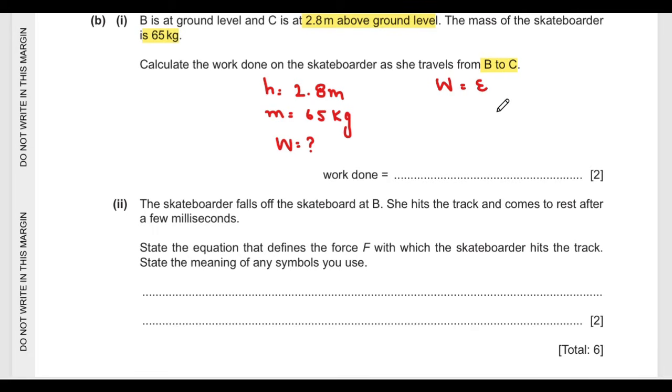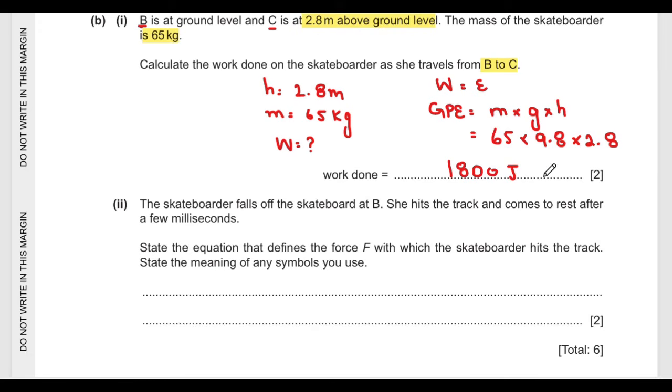Now, what is the energy supplied to the girl? From B to C, the girl is gaining gravitational potential energy. So, we'll calculate the value of gravitational potential energy to get the work done. And potential energy is mass times gravitational acceleration times height. Mass is 65, g is 9.8, and height is 2.8. So the answer for work done is 1800 joules.